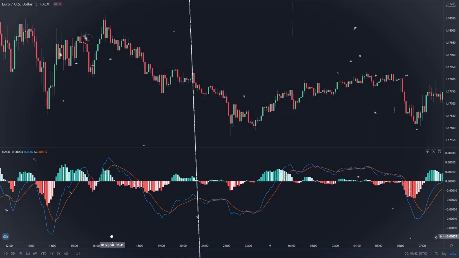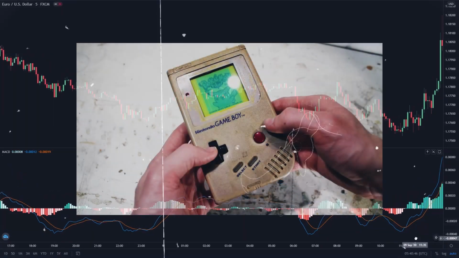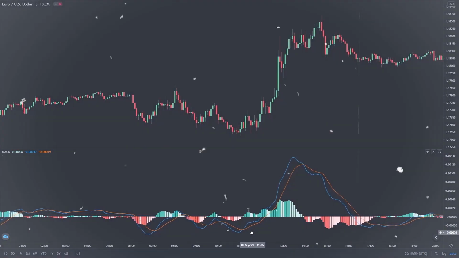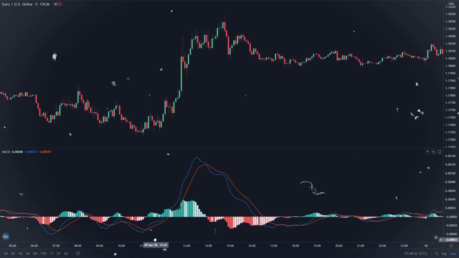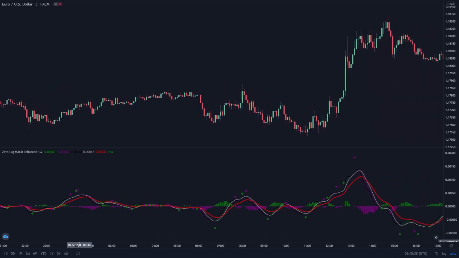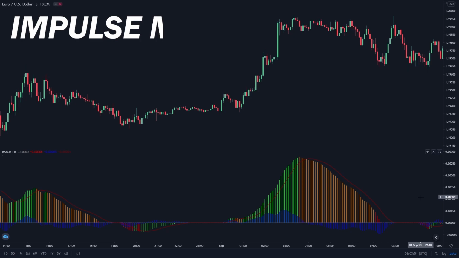The MACD indicator was invented in the 1970s. The Game Boy hadn't even been released yet. So why are we still using it right now? Because believe it or not, there are actually newer types of MACD indicator that were created this century, like the zero lag MACD and the impulse MACD.